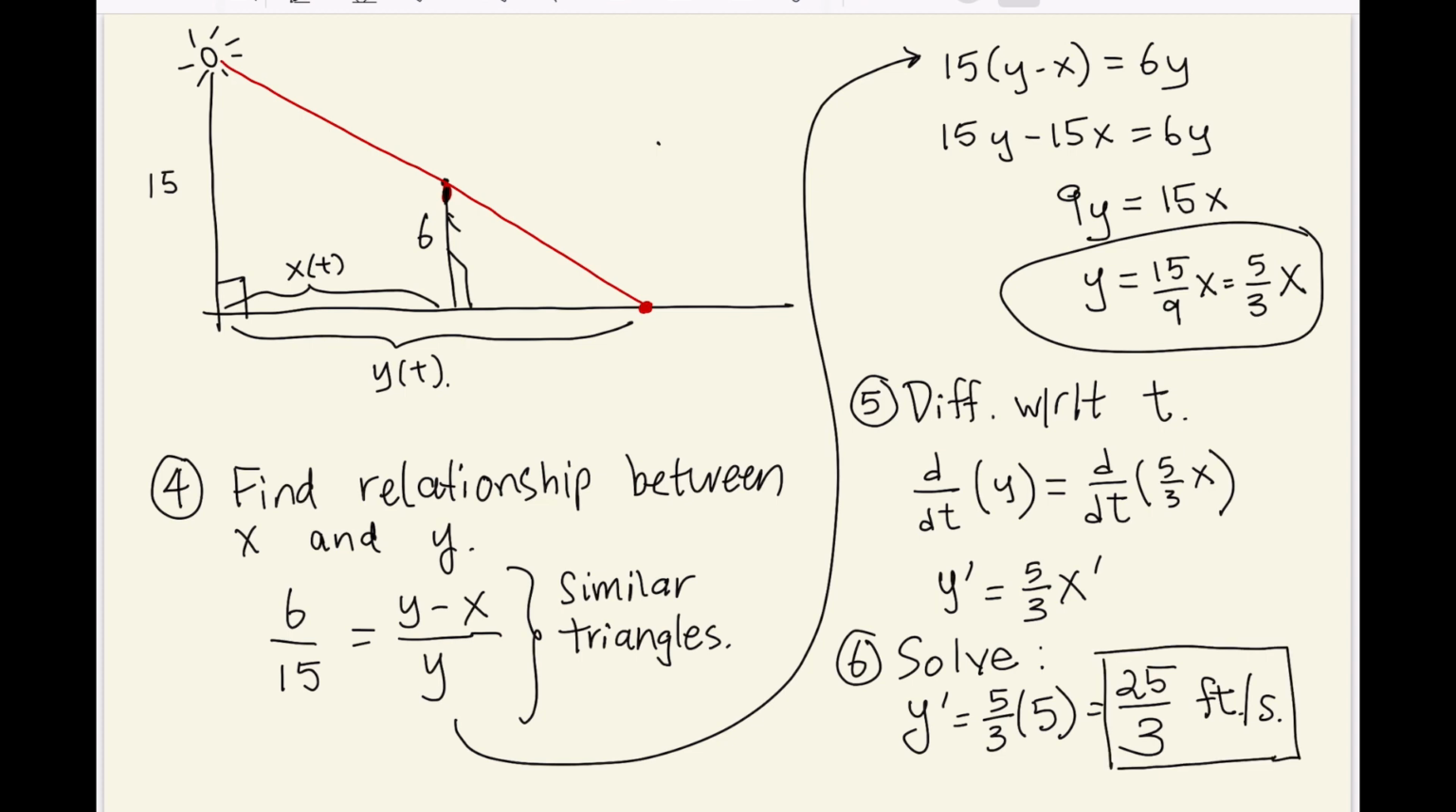So this is our final answer, and you might be wondering, why didn't we ever have to plug in 40? Well, the idea is that we found that the derivative, the speed with which the tip of the shadow is moving, is just a constant number. It's just proportional to how fast the man is moving. It doesn't really matter how far the man is from the pole.